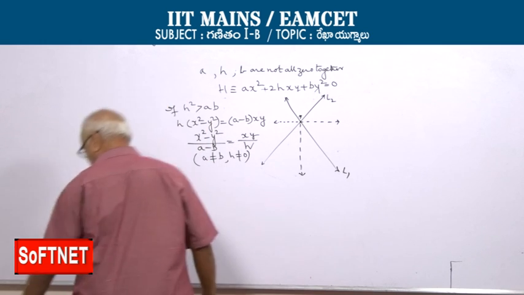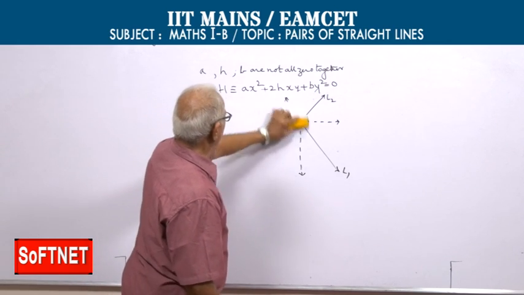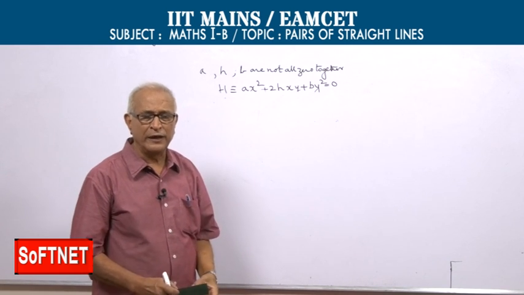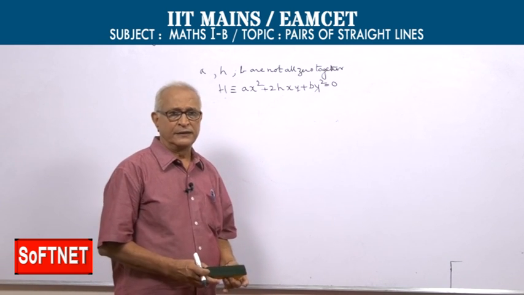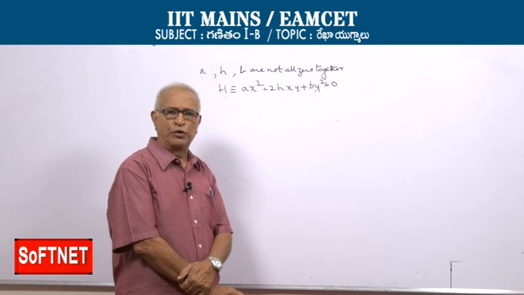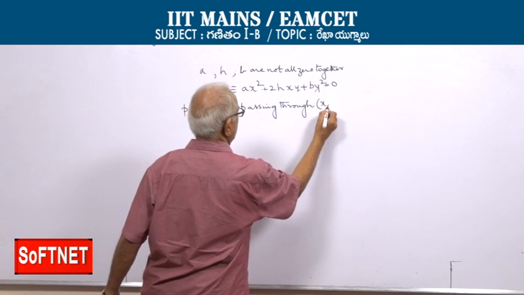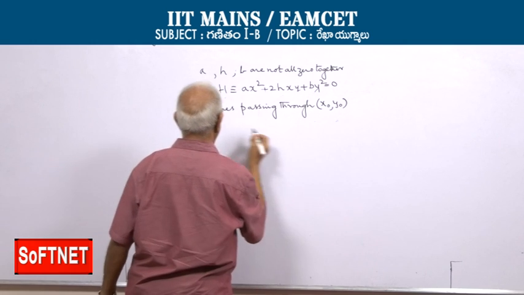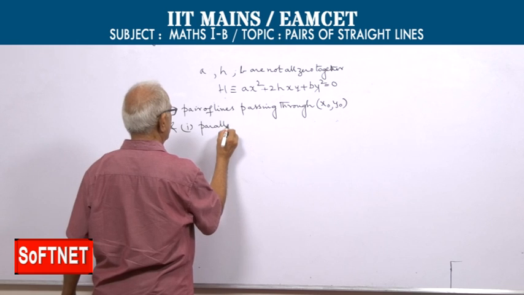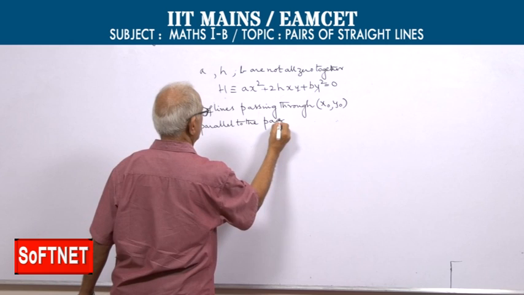Then, sometimes you may be required to write the equations of the lines parallel to and perpendicular to the lines represented by H equal to 0 and passing through a given point x naught, y naught, and one parallel to the pair H equal to 0.